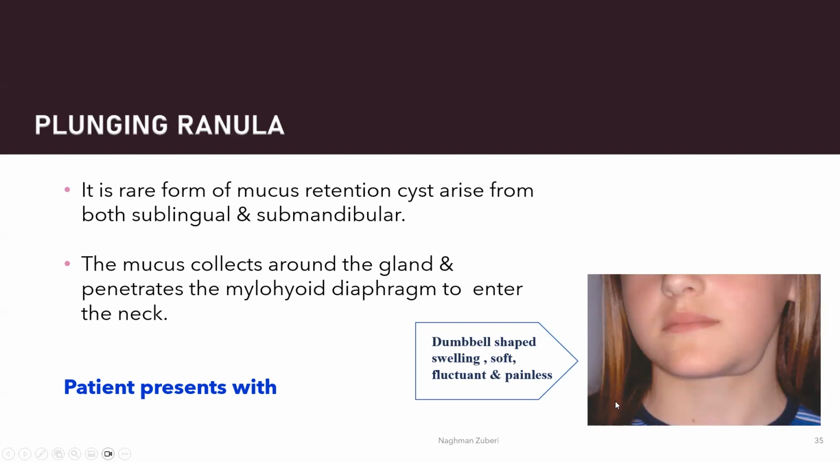Plunging ranula. It is a rare form of mucus retention cyst which arises from both the sublingual and submandibular glands. The mucus collects around the gland and penetrates the mylohyoid diaphragm to enter the neck. Here we can see the patient presented with a dumbbell-shaped swelling, soft, fluctuant, and painless.